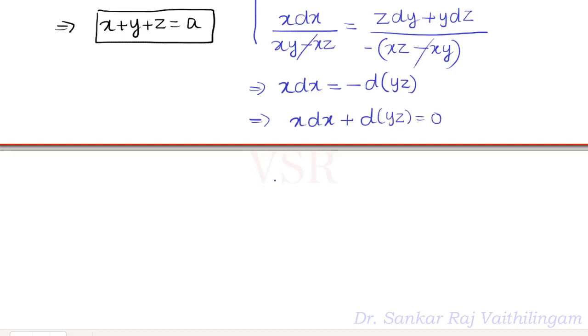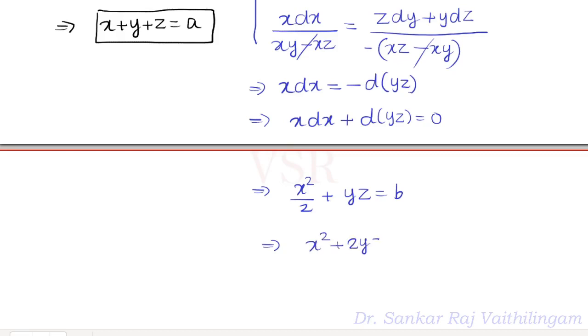அப்ப இன்டகிரேட் பண்ணோம்னா என்ன கிடைக்கும்? This implies that x square by 2 plus, இத இன்டகிரேட் பண்ணோம்னா we'll have this is yz, which is equal to b. அப்ப this implies that x square plus 2yz which is equal to b. கான்ஸ்டன்ட் வேணா b by 2 னு போட்டுக்கோங்க, that doesn't matter. Okay, so this is my second function.